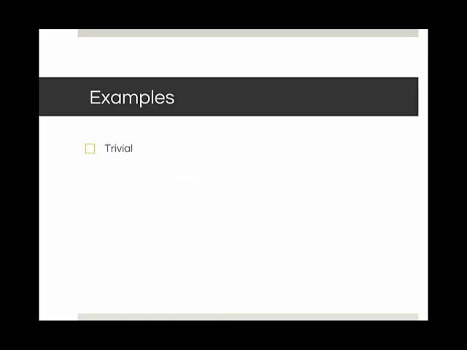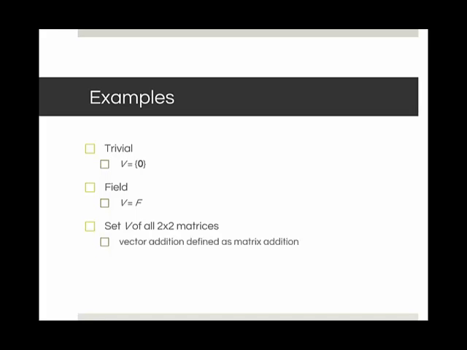Let's look at some examples. The first example is trivial, where V equals only the 0 vector. Another example is when V equals the field itself. And a third, little bit trickier example is when V equals the set of all 2 by 2 matrices, where we have vector addition defined as matrix addition, and scalar multiplication defined as matrix scalar multiplication.